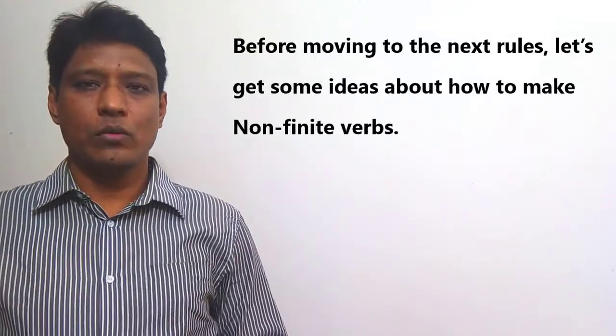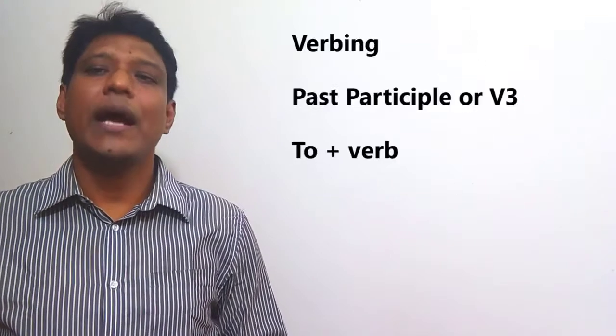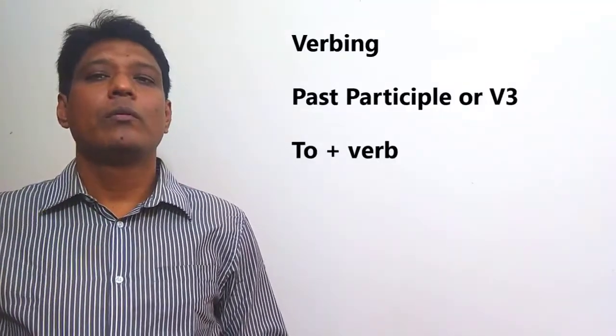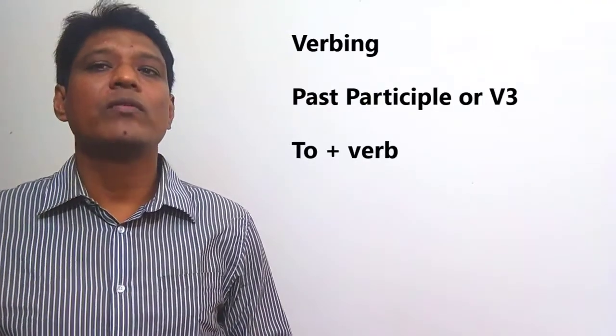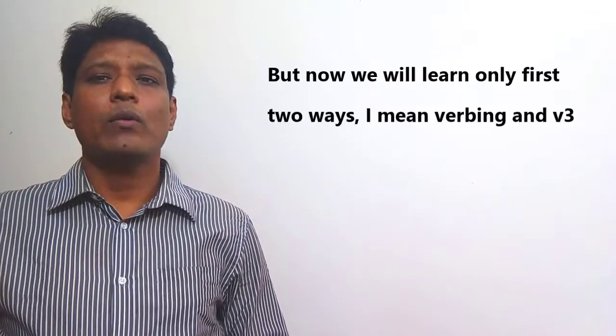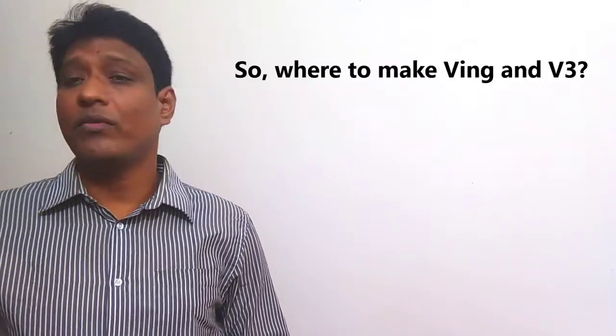Before moving to the next rules, let's get some ideas about how to make non-finite verbs. There are only 3 ways to make any finite verb into non-finite. 1. Verb plus ing. 2. Past participle of the verb or V3. 3. To plus verb. But now we will learn only the first 2 ways, I mean verb plus ing and V3 or past participle. So another question could arise: why make verb ing and V3? Let's get the answer.